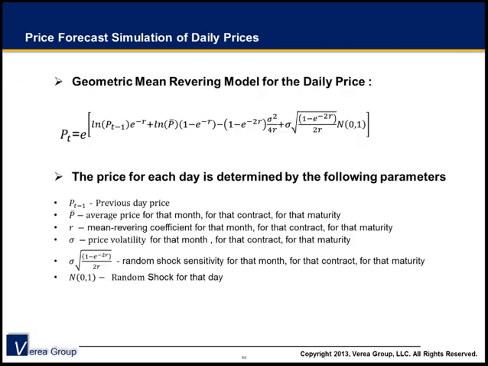Here, very briefly, I'm touching on the modeling. We're using something, again, I don't know what the audience is, called a geometric mean reverting model for the delivery price. It basically models the price at every future period as a weighted average of the price of the previous period and the forecasted price for that month, for that contract. And this weighted average is driven by the mean reverted coefficient. And then in addition, we have the sensitivity of the random shocks, which depend on the price volatility for this contract, for this month, for this maturity. And then we have the random shocks itself.